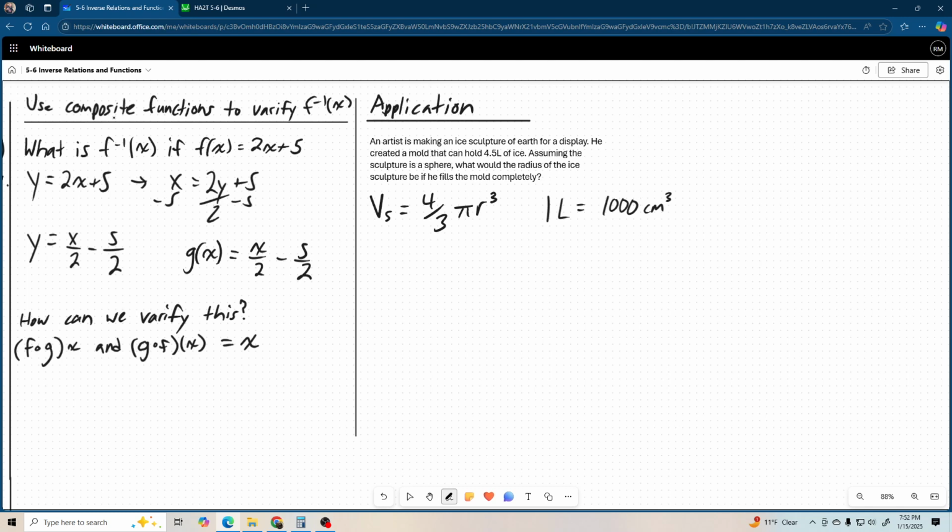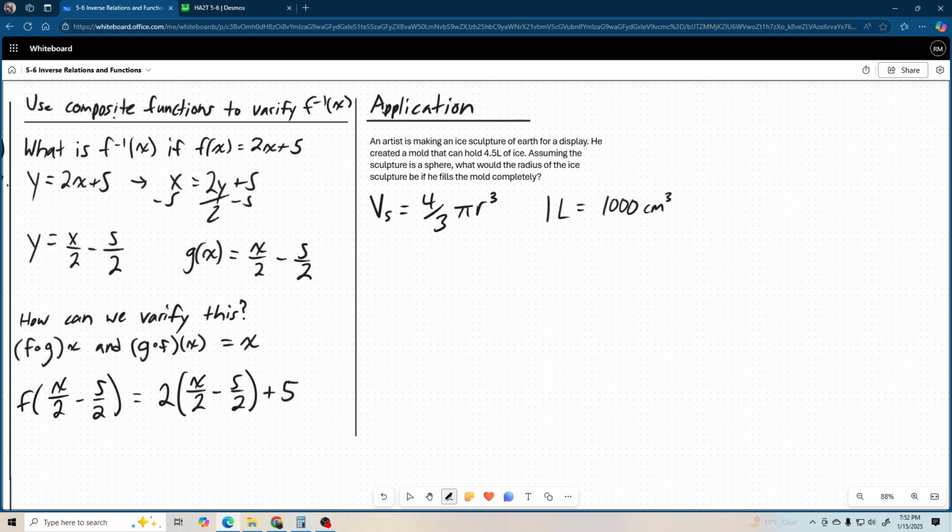So let's start with f of g of x, right? Everywhere that we have an x, we're going to plug in this whole thing. So if we're doing f of g of x, we're doing f of x over 2 minus 5 over 2, right? Which equals 2 times x over 2 minus 5 over 2, plus 5, right?